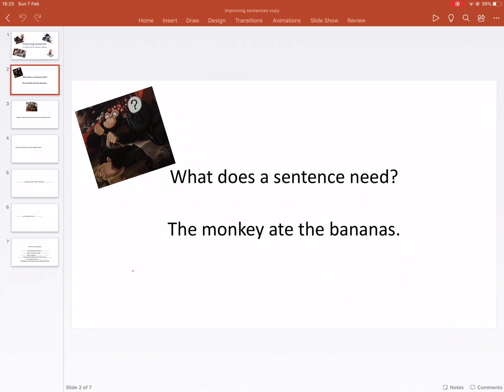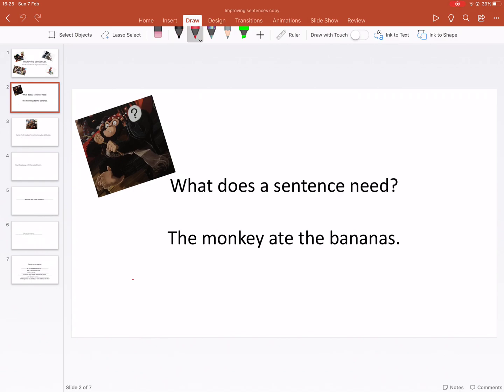Just get my drawing pen. So we've got the monkey. So monkey is the subject noun. It could be a lion, a tiger, an elephant. They're still nouns, but this is the actual subject noun. And this is your object noun.